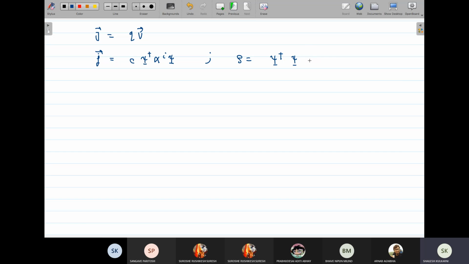If I interpret this as a charge density, then what is happening here? This is a single charged particle. If I have density, then it will be rho times V. Then this is the current. Current density will be charge per unit volume, so it will be charge density times V.